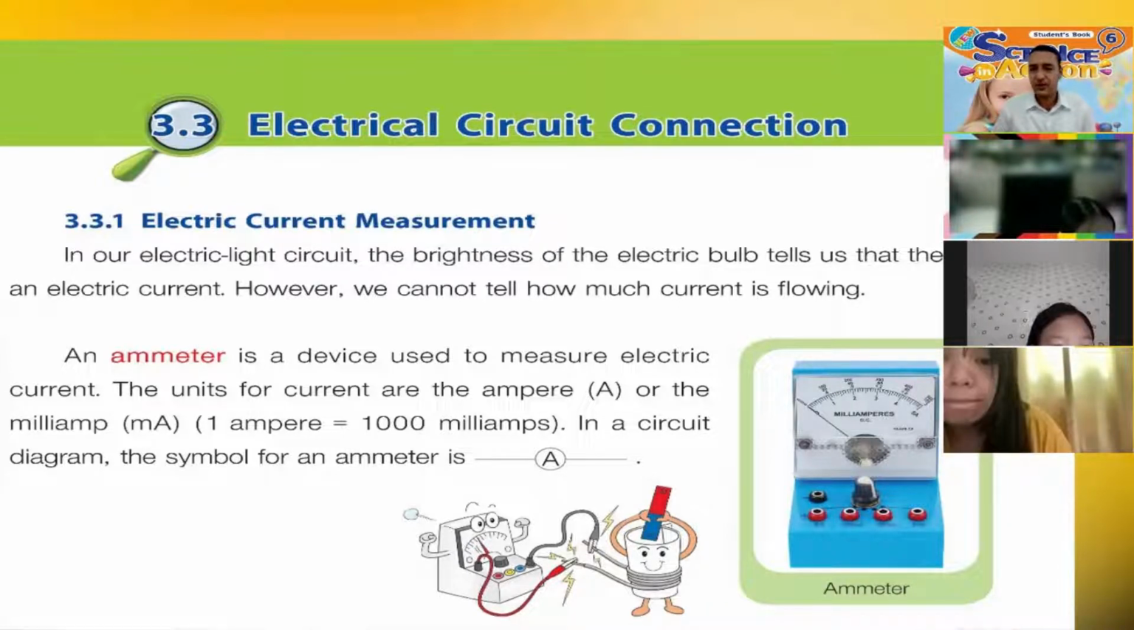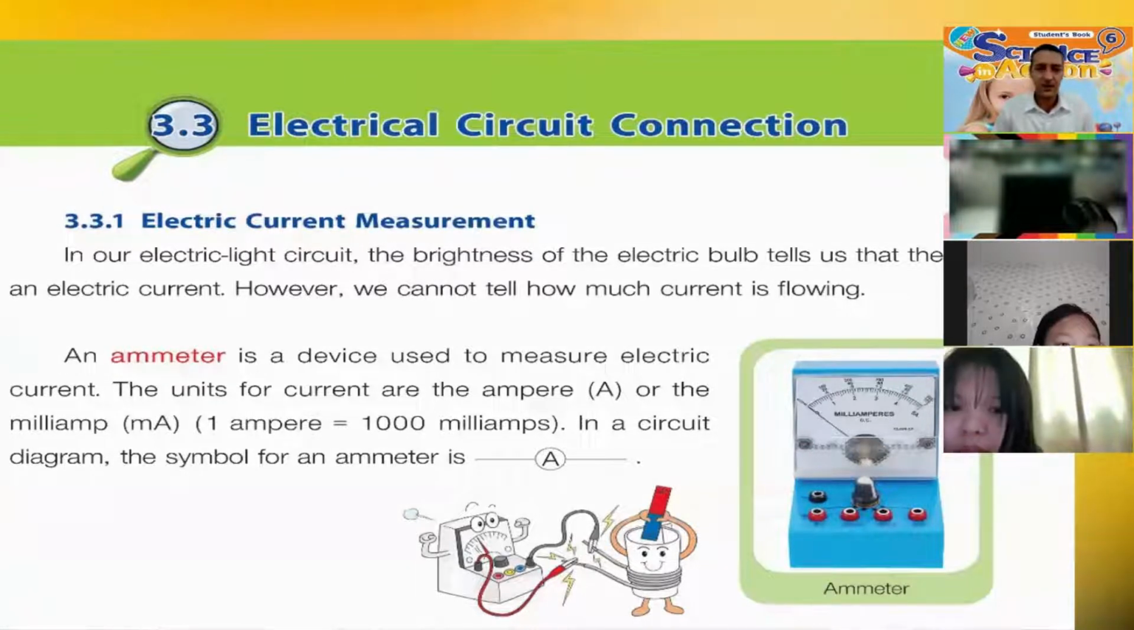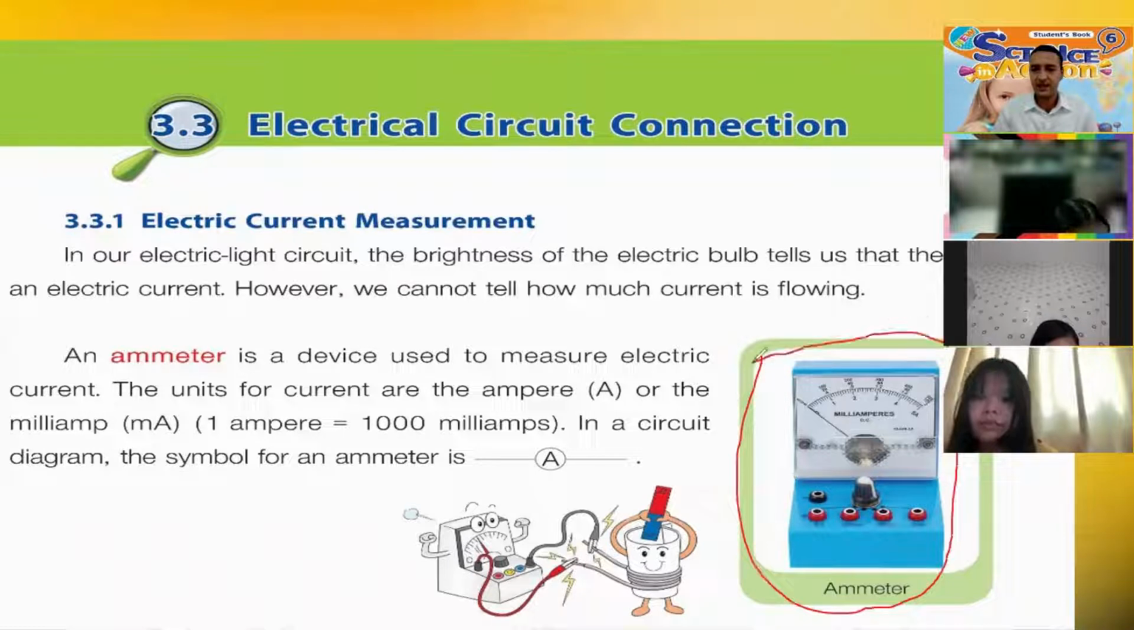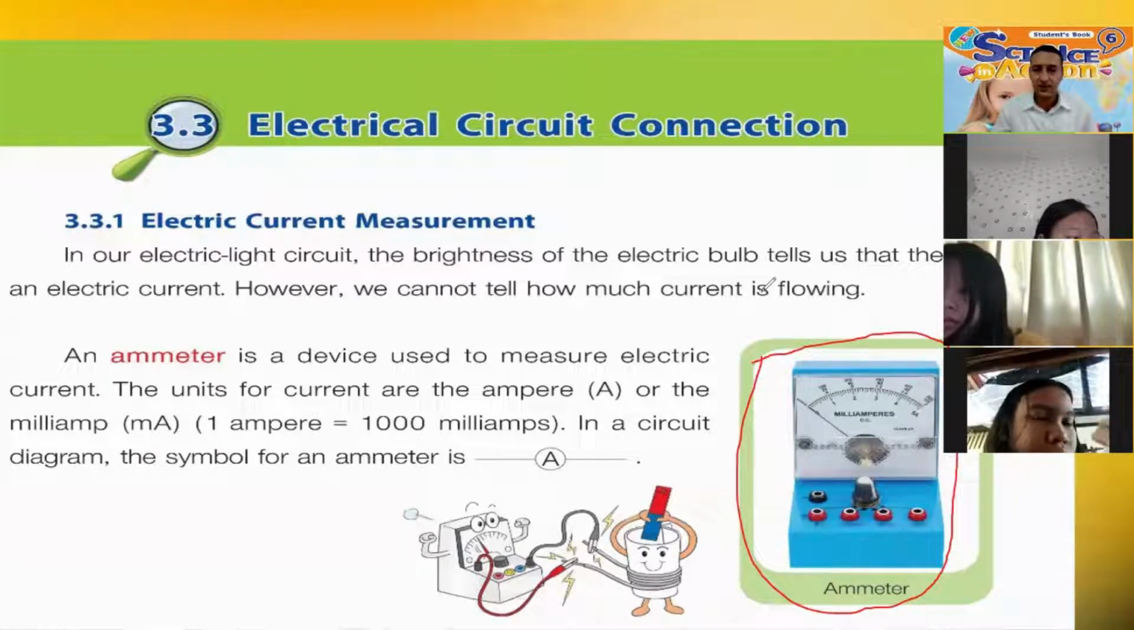So first of all, we are going to learn about electric current measurement, how we can measure the current flow in a circuit, right? For the measurement of electric current, we use a meter. Maybe all of you are familiar. You can see on the picture, this electric device is actually a meter. With the help of a meter, we can check how much current flows in an electric circuit.